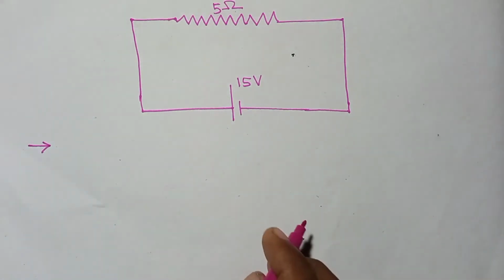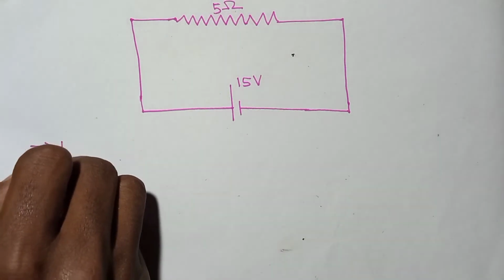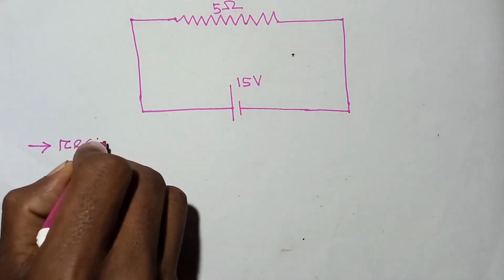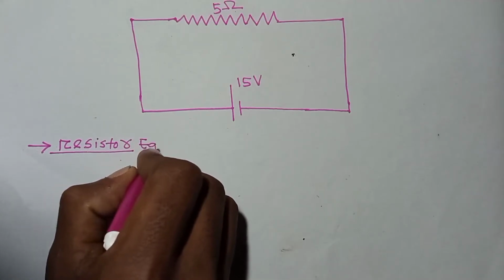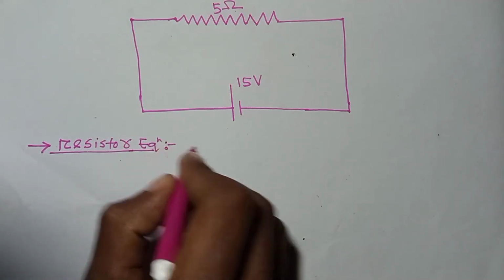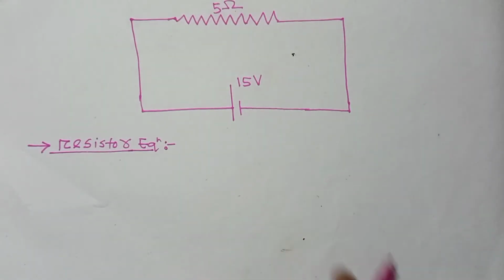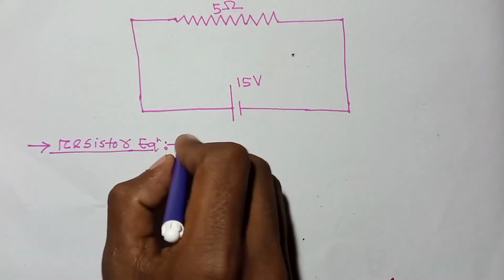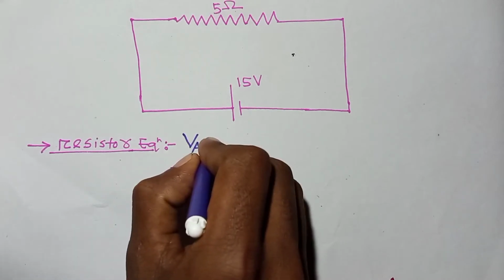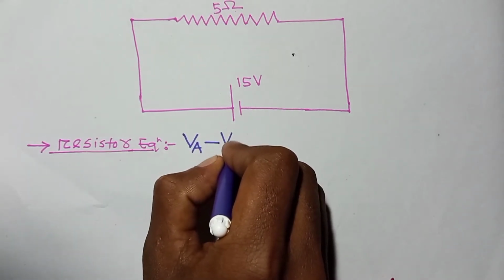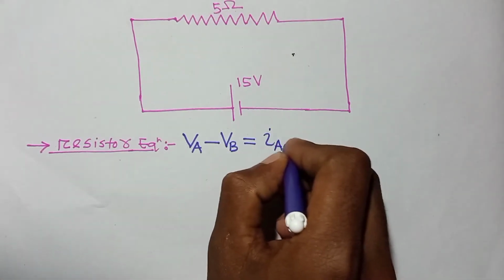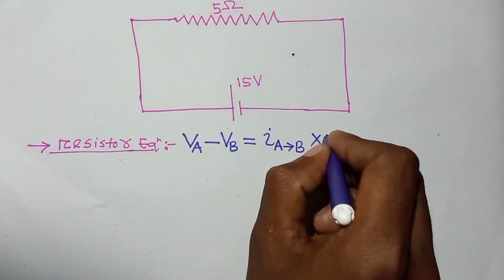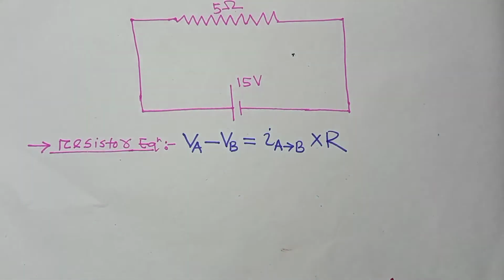Point number one is the basic resistor equation. You have to know about this. The basic resistor equation says that if you want to find out the value of VA minus VB, then you have to take the current which is flowing from A terminal to B terminal and multiply it by the resistance value. This is the very basic resistor equation.